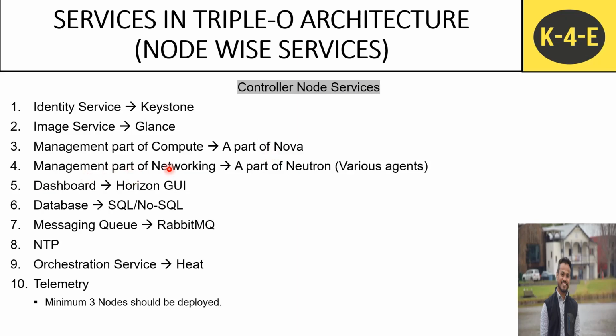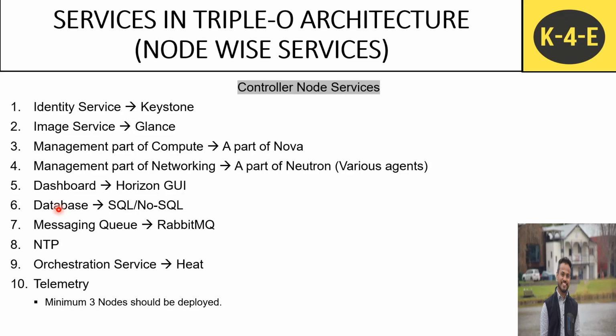Similarly for networking, the management part of the networking service runs in your controller, but the actual networking services run on your networking node, or it could run on your compute node. Then you have a dashboard, the OpenStack dashboard GUI, which we call the Horizon GUI. This GUI runs in your controller node. It doesn't run in any of your compute nodes.